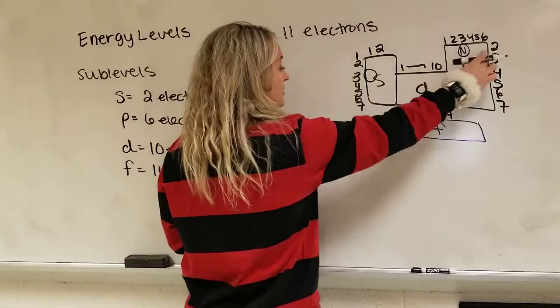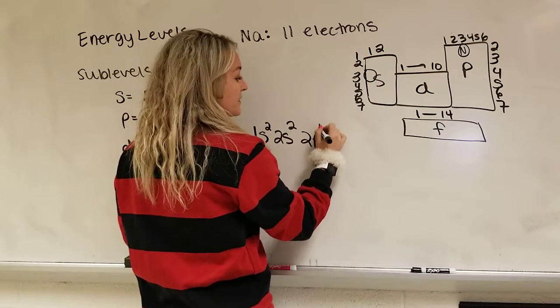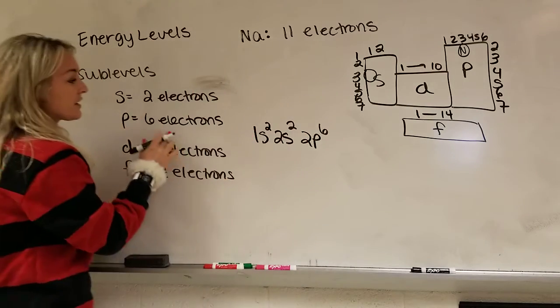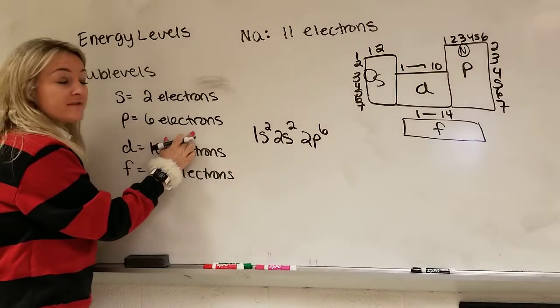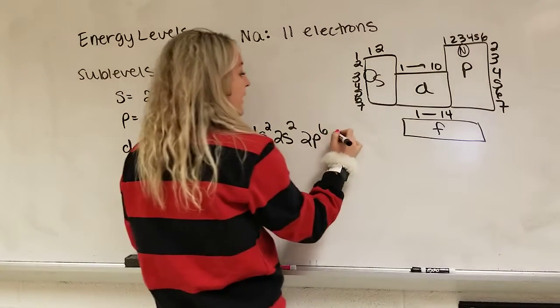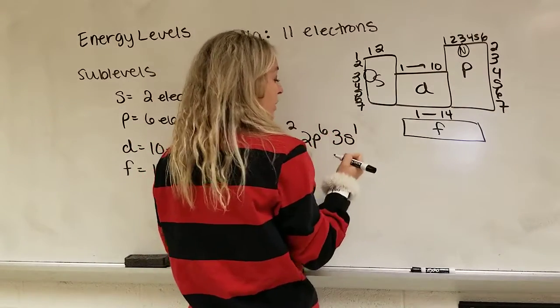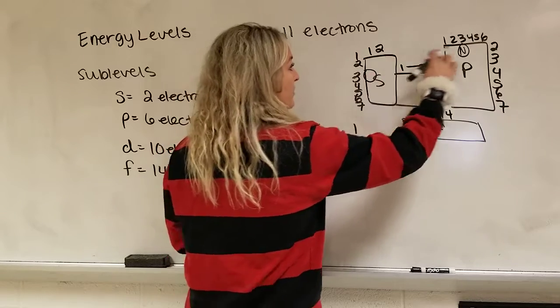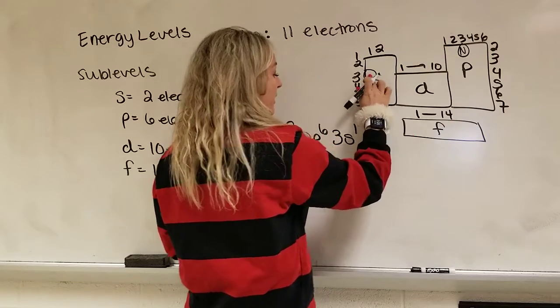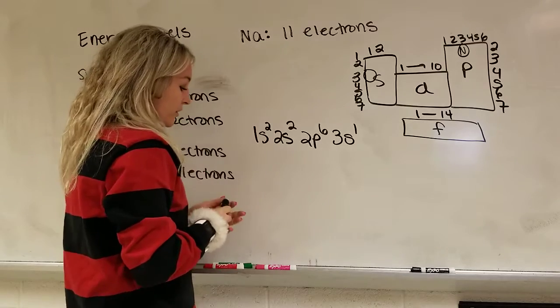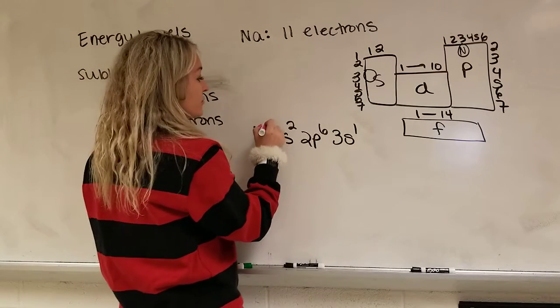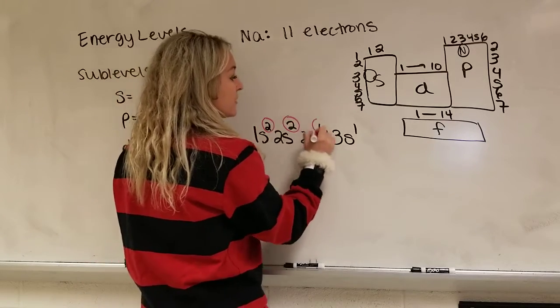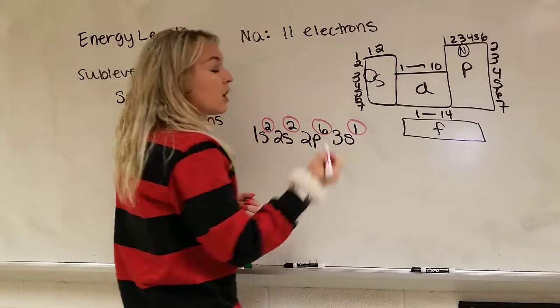Then we'll go across to 2p6. Again, because in the P, you can always have 6 electrons. And then we're going to end with 3s1, which is right here. Because again, we've read across, now we're moving down 1 and going right here. So here, if you look at where the electrons are, the 2, the 6, and the 1 are the electrons.